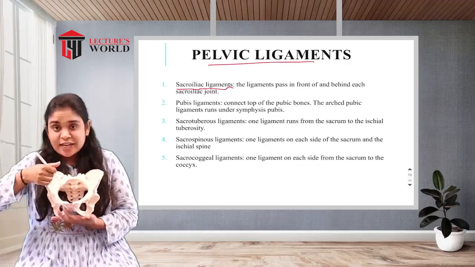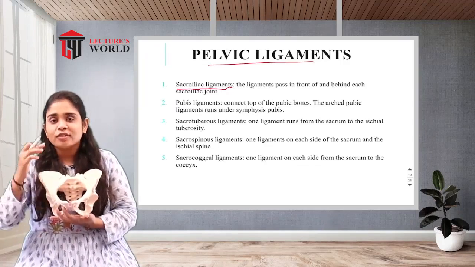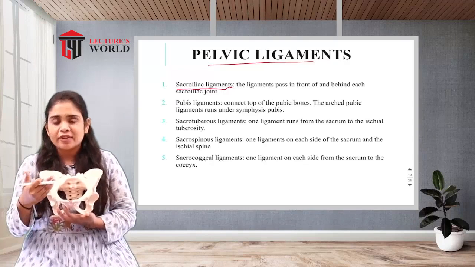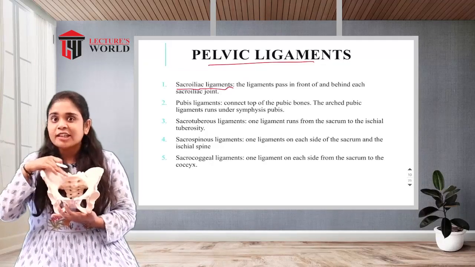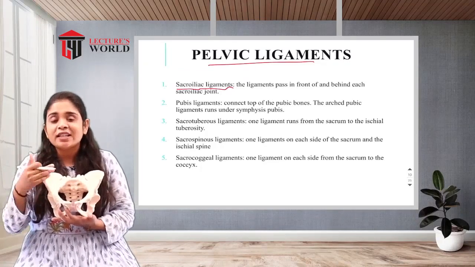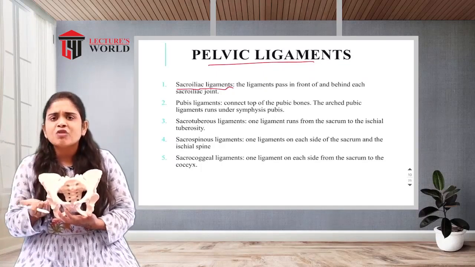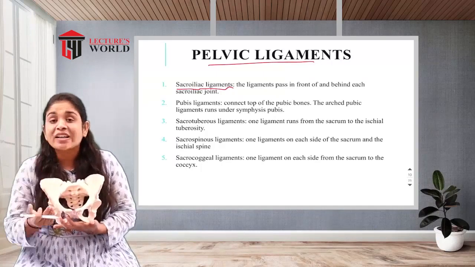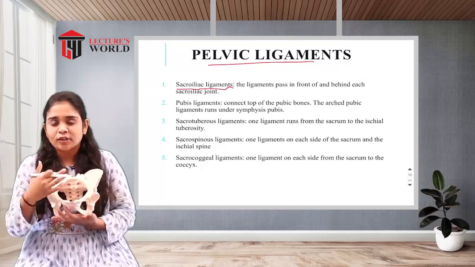So the sacroiliac joint is there, and above that the ligament will be there, right? Because two bones are connected, but if there were no ligament, what the ligaments do is provide support to all these bones.